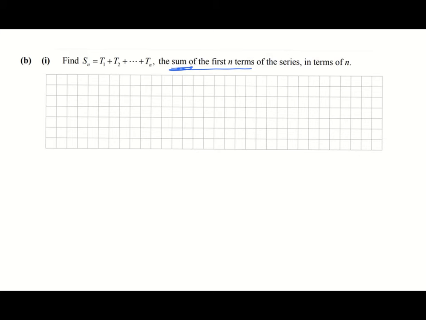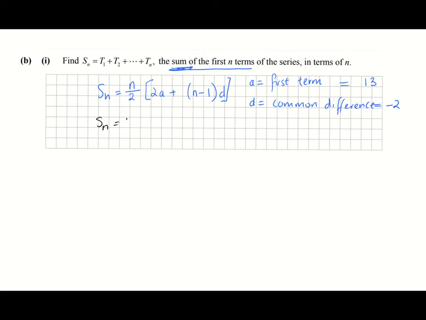So I've written down the formula there, Sn equals n over 2 multiplied by 2a plus n minus 1 by d. So in this, we need to find out what a and d are. So a is the first term, which we found in the first part of the question was 13. And d is the common difference. And if you look at terms 1, 2, and 3, the difference between them is minus 2. So we have to substitute in those values. So Sn equals n over 2 by 2 by 13 plus n minus 1 by minus 2. Now, we don't need to sub in for n because we wanted to find it out in terms of n.